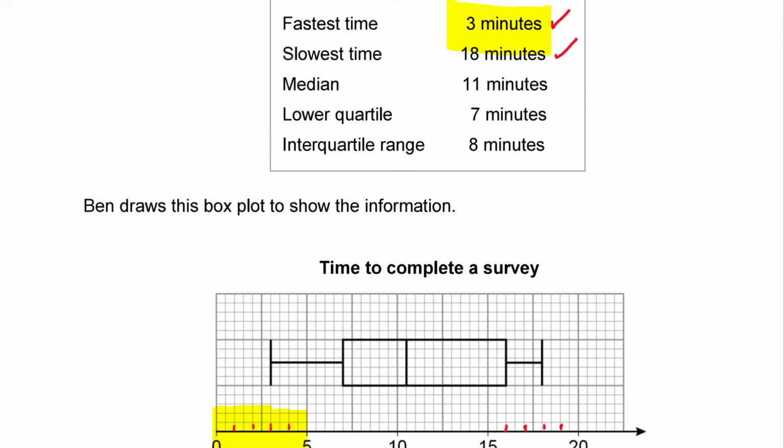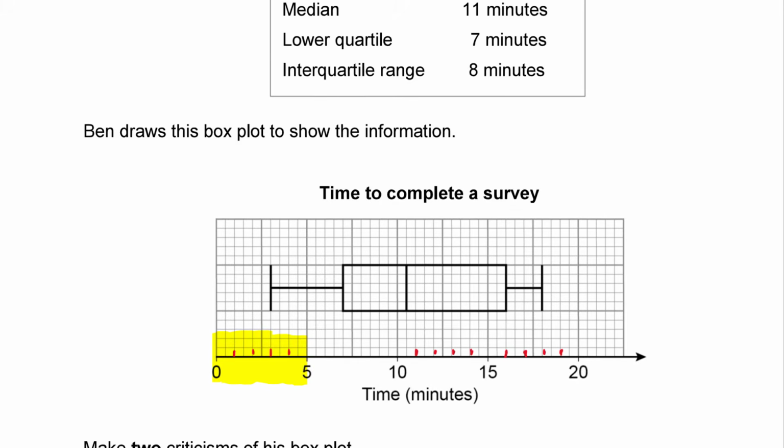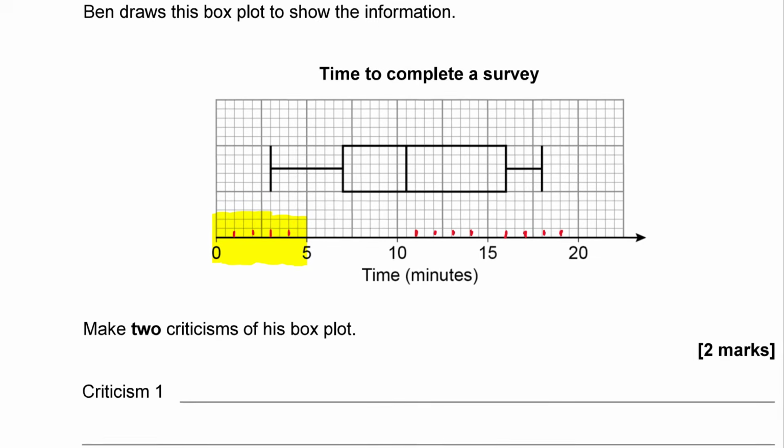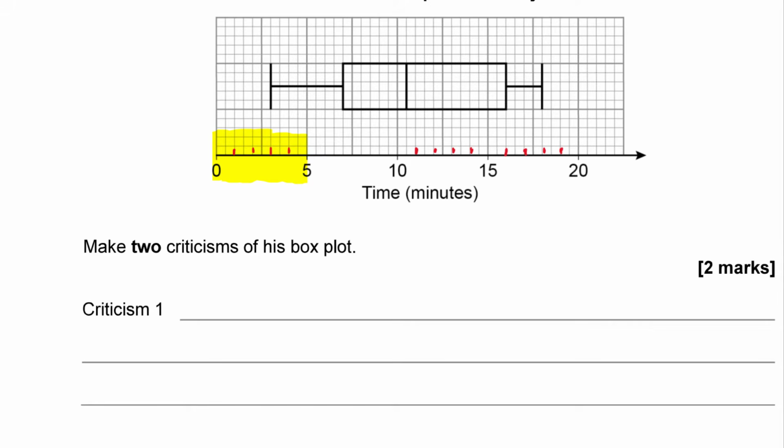Median 11. So 11, 12, 13, 14. Okay, so I can see he's made a mistake here. He's drawn the line 1 box up from 10, hasn't he? Which is actually 10.5 on this scale. So that's going to be my first criticism then. Median is marked at 10.5 and not 11.